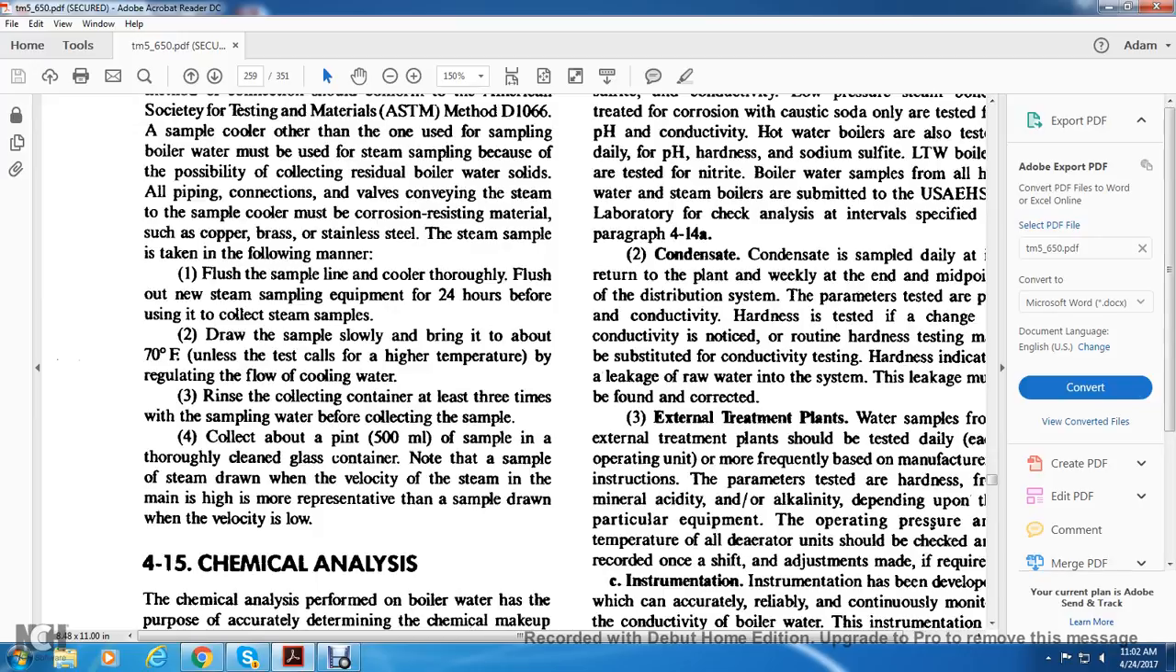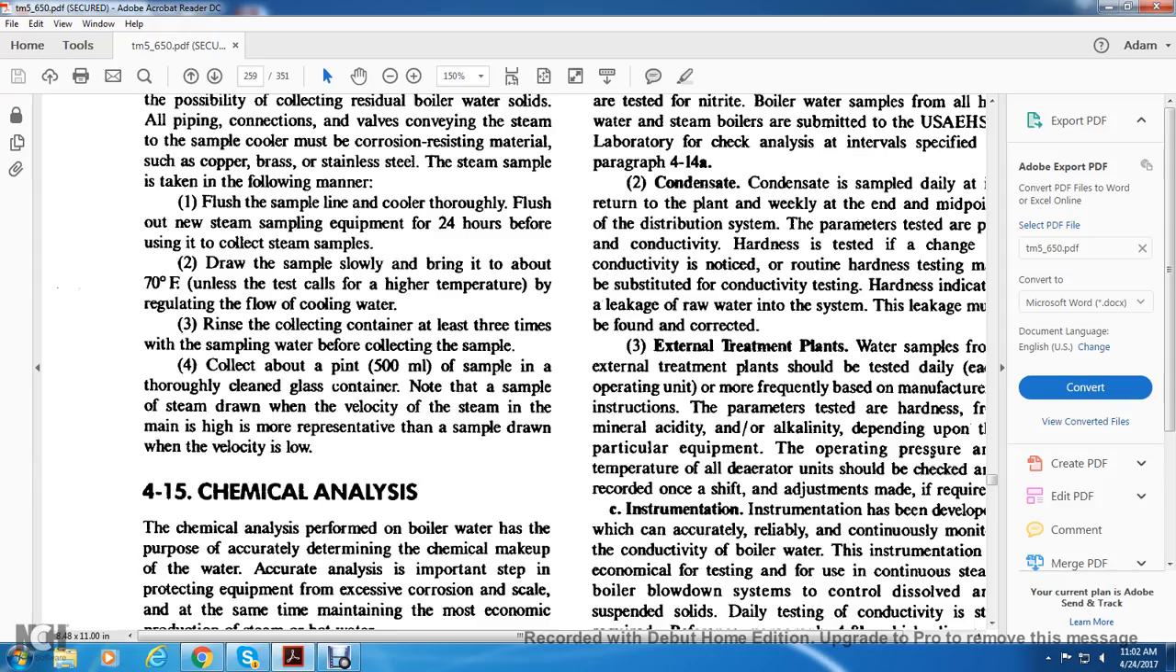2. Draw the sample slowly, bringing it out at 70 degrees Fahrenheit unless the test calls for a higher temperature, by regulating the flow of the cooling water. 3. Rinse the collecting container at least 3 times with the sample water before collecting the sample. Collect a pint or 500 milliliters of the sample in a clean glass container. Note that a sample drawn where the velocity of the steam in the main is high is more representative than a sample drawn where the velocity is low.